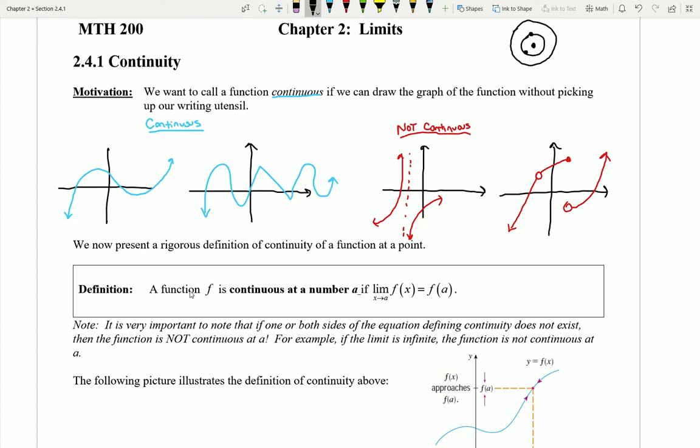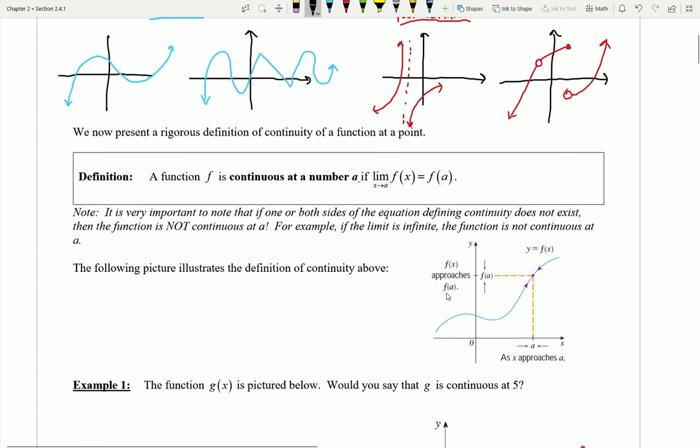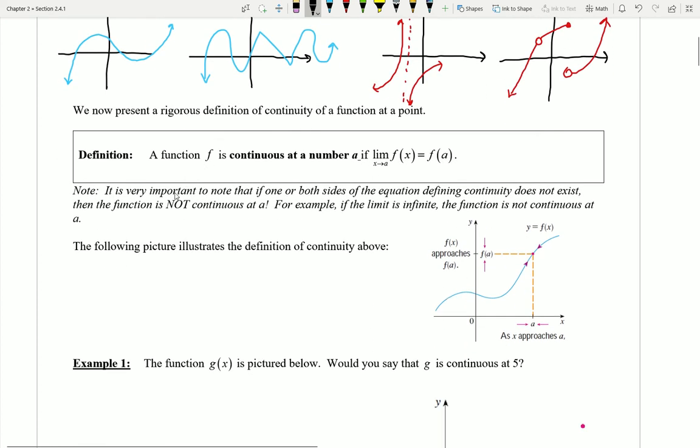And here it is. A function f will be continuous at a specific number, so at a specific x value, if the two things on either side of this equal sign are actually equal. Now notice what this tells me. This says that I need the limit of f of x as x approaches a to actually be equal to f of a.